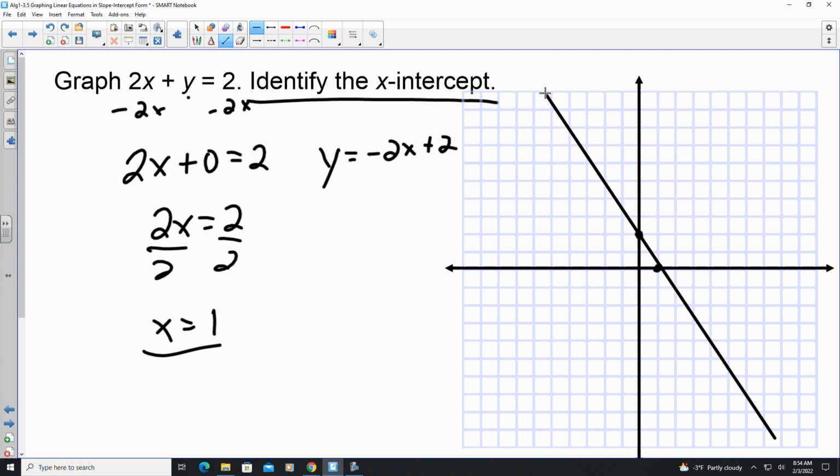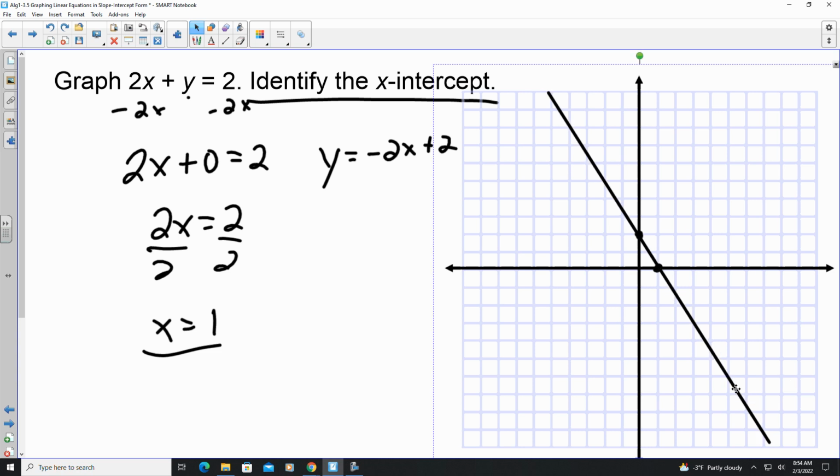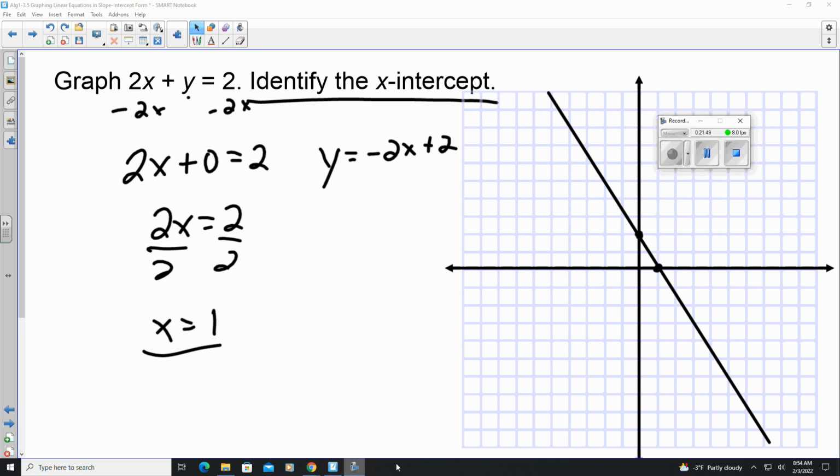Connecting these two points together, we are able to graph the equation y = -2x + 2. And that is being able to graph linear equations in slope-intercept form. Hope this helps. Till next time.